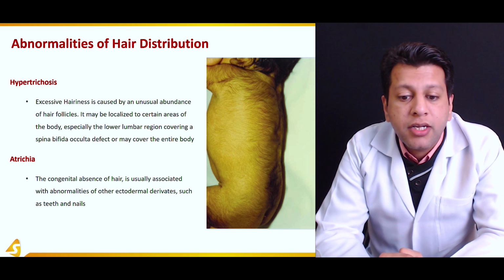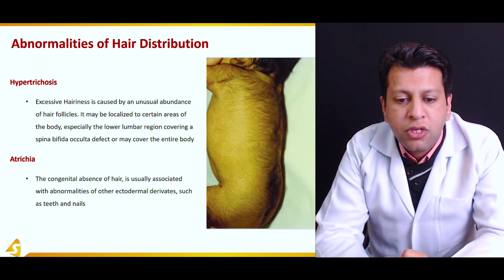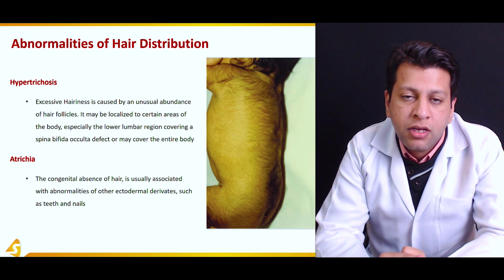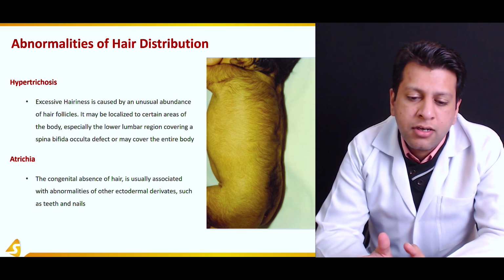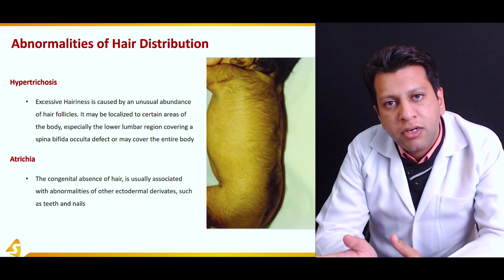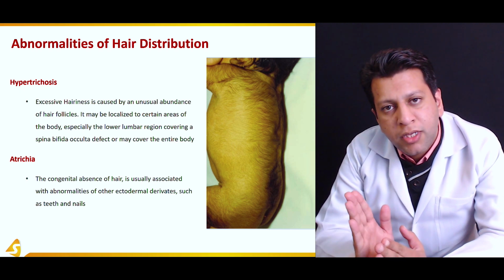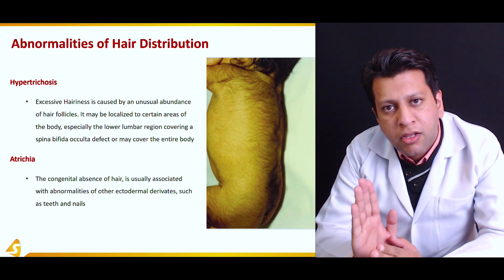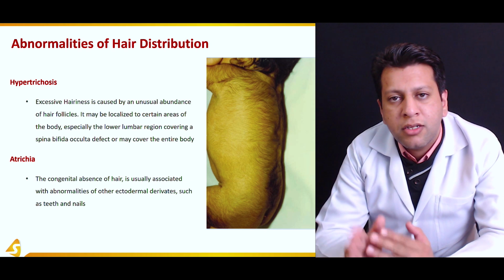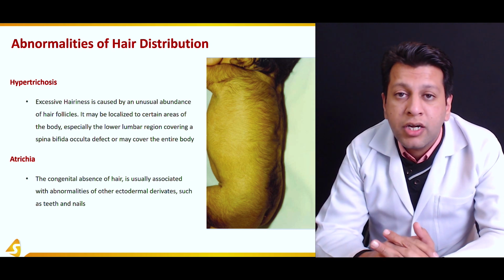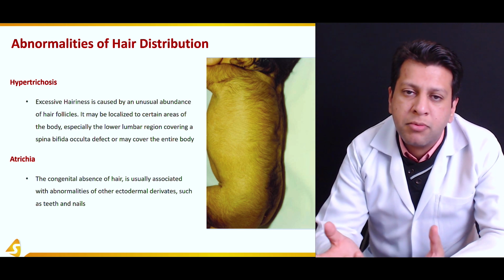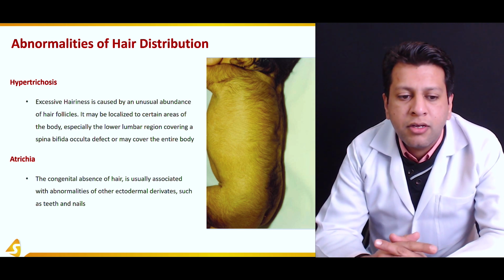Atrichia, the congenital absence of hair, is usually associated with abnormalities of other ectodermal derivatives such as teeth and nails. As you know, hairs are formed from the epidermis and the epidermis is from the ectoderm. So if there's a problem in the ectodermal formation, then everything will be affected. Not only hair, the teeth and nails and other ectodermal derivatives will be malformed or may be absent or partially malformed, depending upon the abnormality.